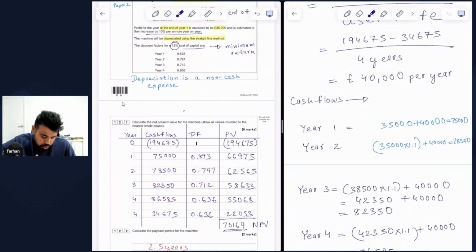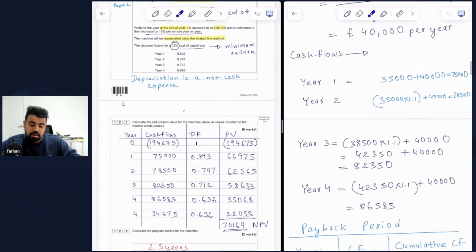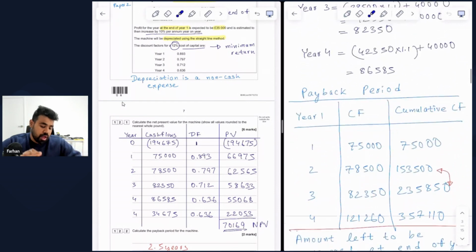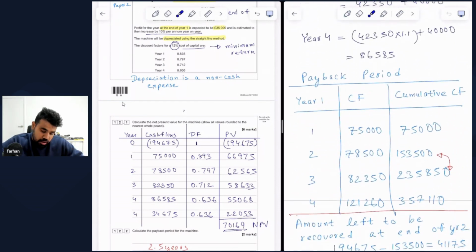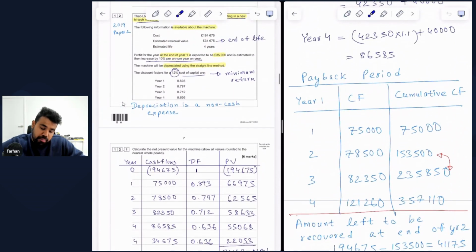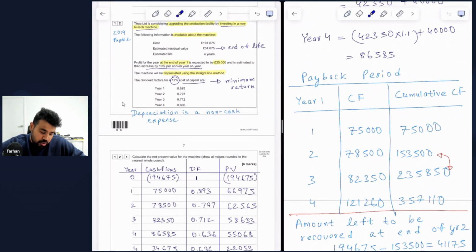Now we're going to move to finding the payback period for the machine. And this is where I've seen a lot of my students make mistakes at times. So I'll break it down fully for you. Now, if you want to find the payback period, you could memorize the steps that I'll be showing you now.